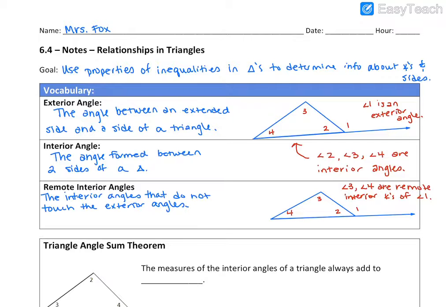The way that we are going to define this is these are the interior angles that do not touch the exterior angle. So in this case, when we're talking about angle 1, angles 3 and 4 do not touch it. So 3 and 4 are the remote interior angles of the exterior angle 1.